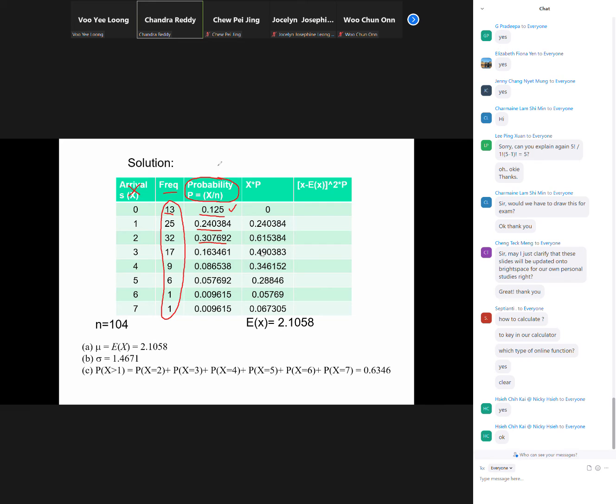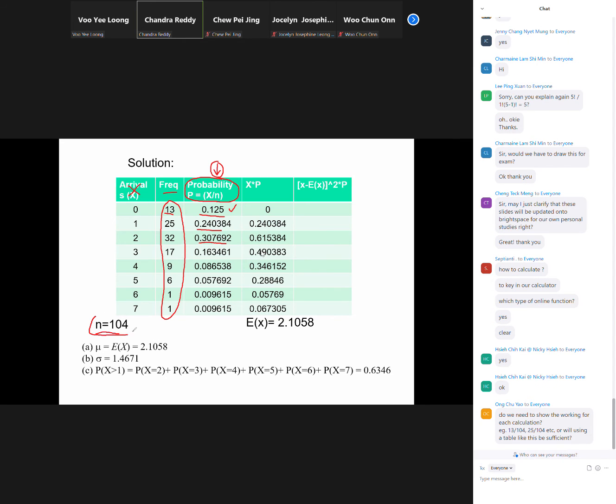Like this, you can prepare a column for probability calculations. Probability is the frequency of occurrence over the sample space. The sample space in this case is the total number of weeks, which is given as 104. So out of 104 weeks, in 13 weeks there is no mortgage approval. So the probability is 13 over 104, and you will get 0.125. You have to prepare the probability column from the given data.